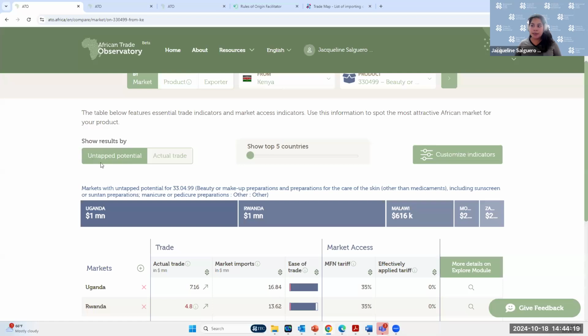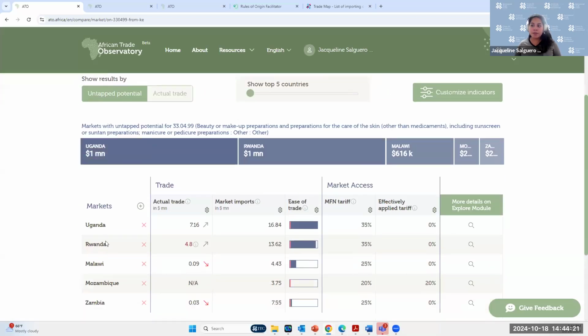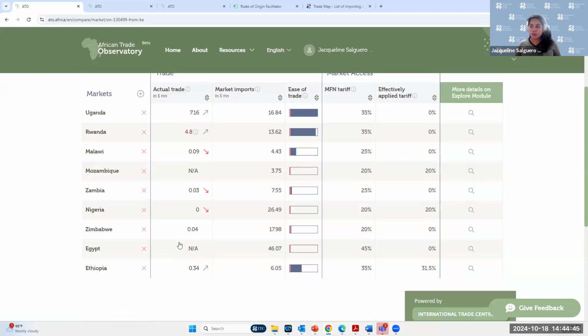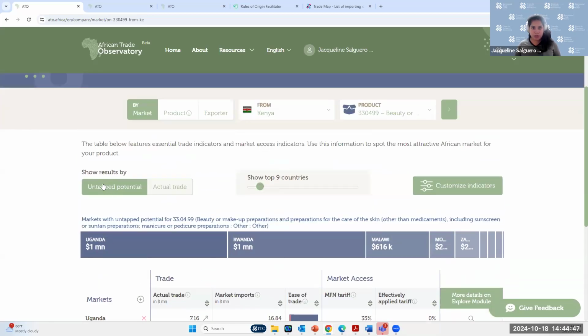And the results we see here are basically the most attractive markets, based on how much more we see, based on this demand, based on this offer, and based on how easy it will be for these two countries to trade together. This is why you see the 5 markets listed here. It is also telling me that we are only seeing the top 5 countries, right? So what if you are interested in seeing more countries? You simply need to use the sliding bar, and it will show you more countries based on these results.